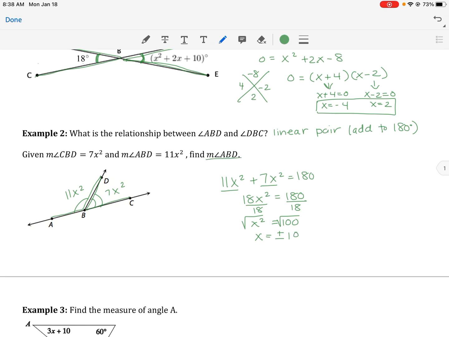Notice here that it wants us to find the measure of angle ABD. And we know that's 11x squared. If we know x is 10 or negative 10, when you square 10 or negative 10, we get 100. So 11 times 100 equals 1100.